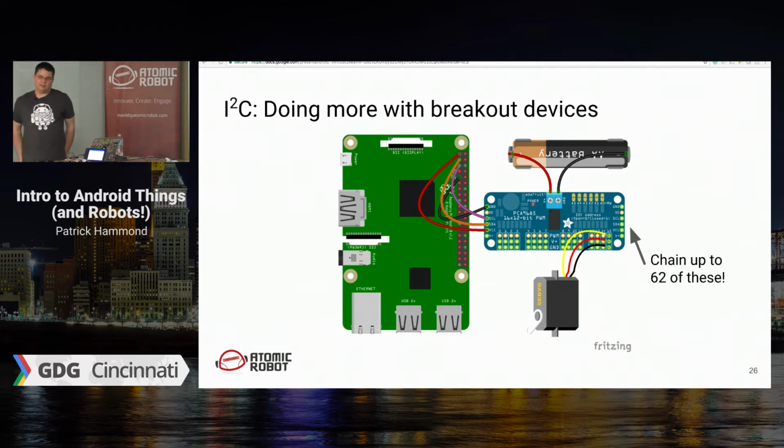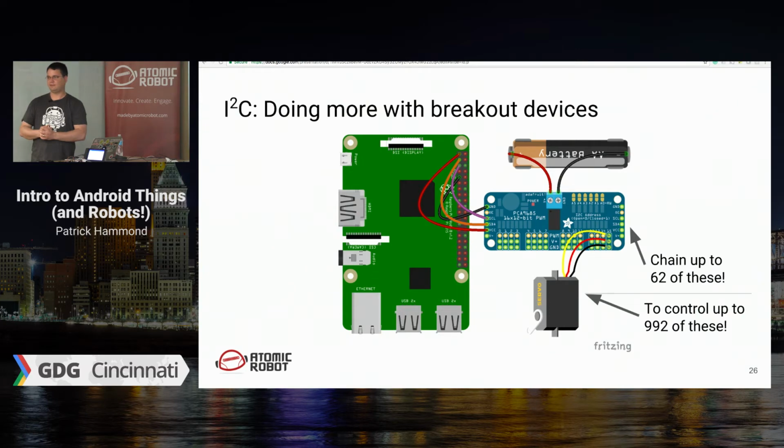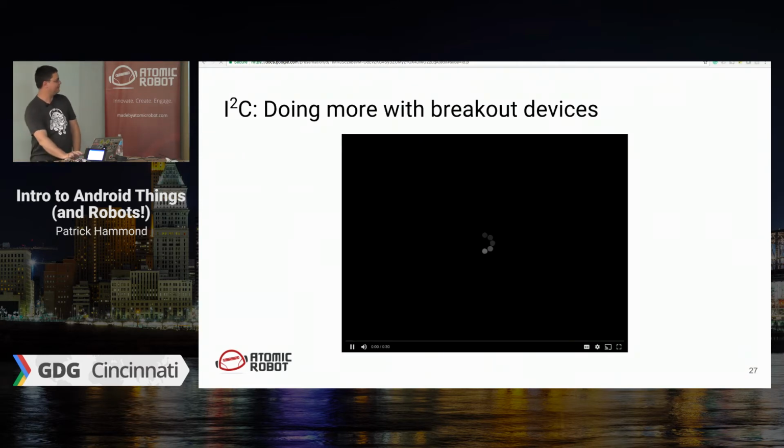The interesting thing about communicating with things over a serial bus is that lots of these little breakout boards, which have specialized purposes, support this method of communication, and you can chain them all together to do a lot of really powerful and interesting things. This board up here controls up to 16 servos, and you can chain 62 of those together with unique addressing, which will let you control 992 servos. I don't have a demo of 992 servos. I do have a demo of 16 servos.